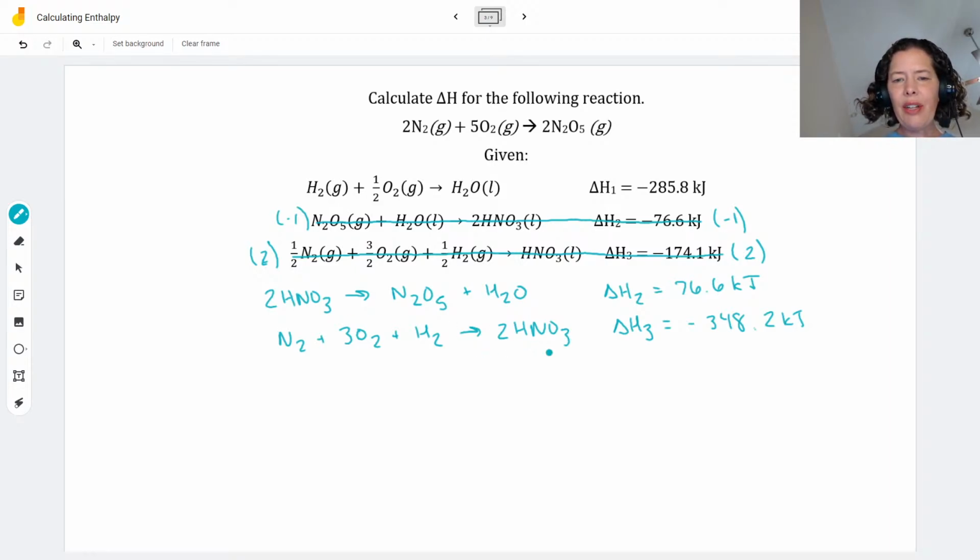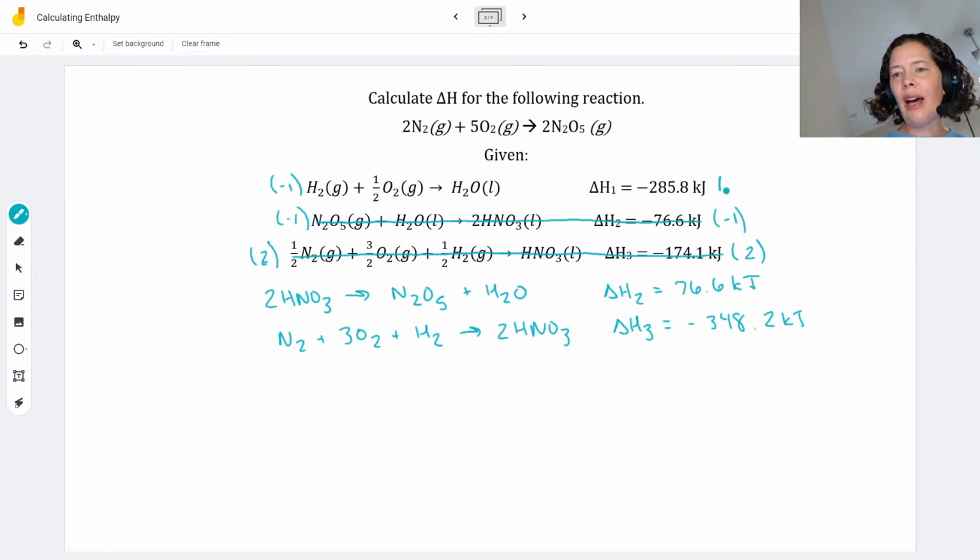I can already see my nitric acids are going to add out. That is fantastic. But I'm seeing my waters are going to need to add out. And right now they are not adding out. They're adding together because they're both products. Now, because I've already flipped this reaction, I don't want to flip it back again, although you can if you want to. What I am actually going to do is I am going to also flip this top reaction.